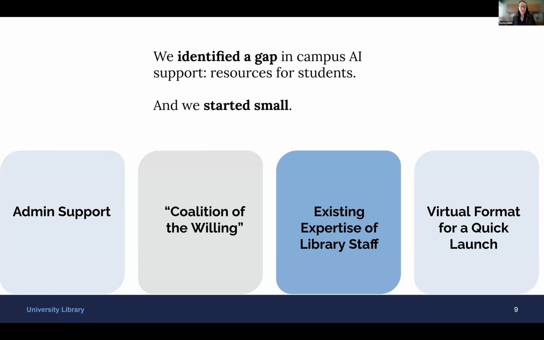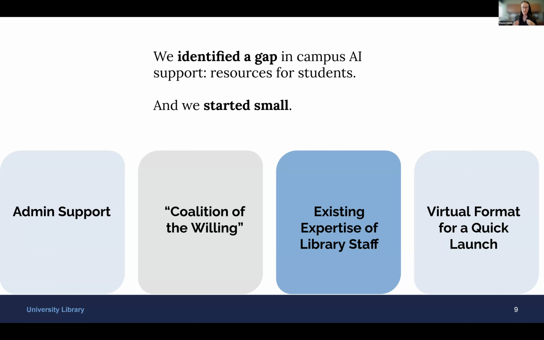and see what happened. So in 2024, we were starting to meet this Coalition of the Willing to talk through what would be realistic, what we could quickly launch. Virtual was an easy way to do that. And then leaning on the expertise and the interest that we already had.